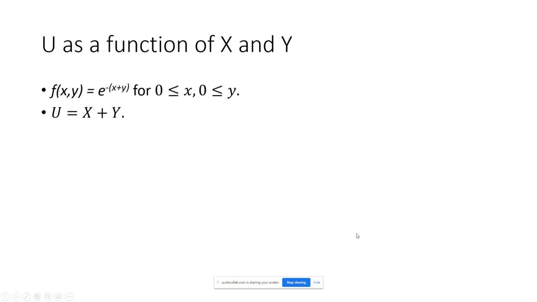So let's take a look at a more complicated case, which is when u is a function of 2 random variables, say x and y. So for example, suppose that the density function for x and y is e to the negative quantity x plus y, for x and y both greater than 0. And let's let u equal x plus y.